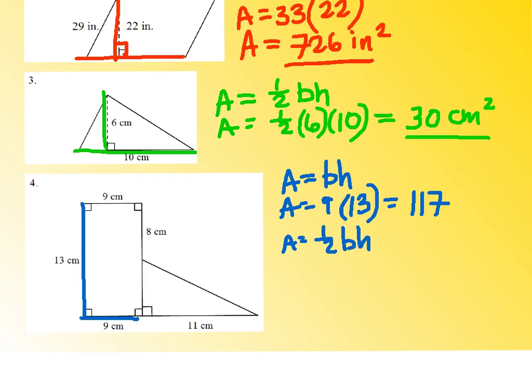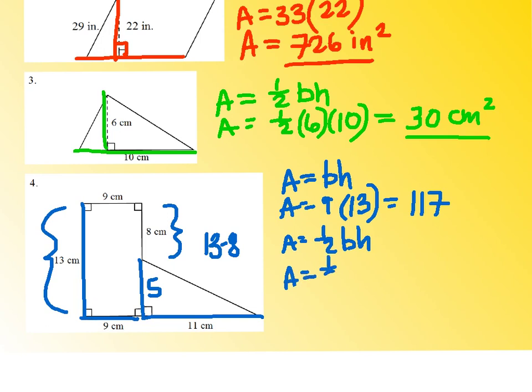And then the area for a triangle, area equals 1/2 base times height. And my base here is 11. And my height is right here. Well, if this much is 8, and this whole thing is 13, then when I subtract them, 13 minus 8, I get this part to be 5. So area is equal to 1/2 base 11 times height 5, and put that in your calculator, you get 27.5.